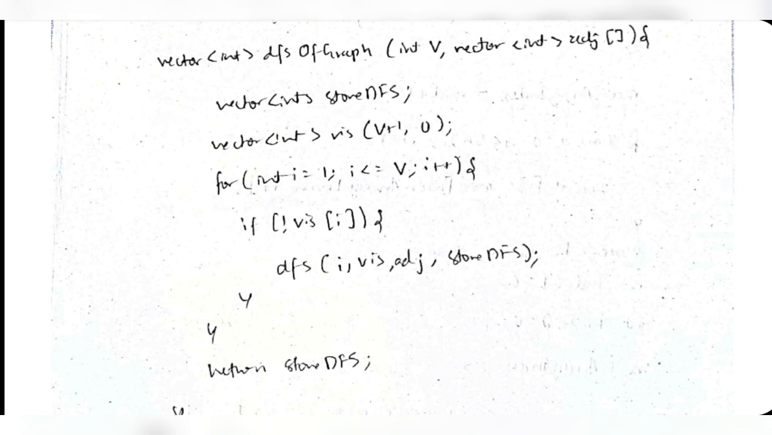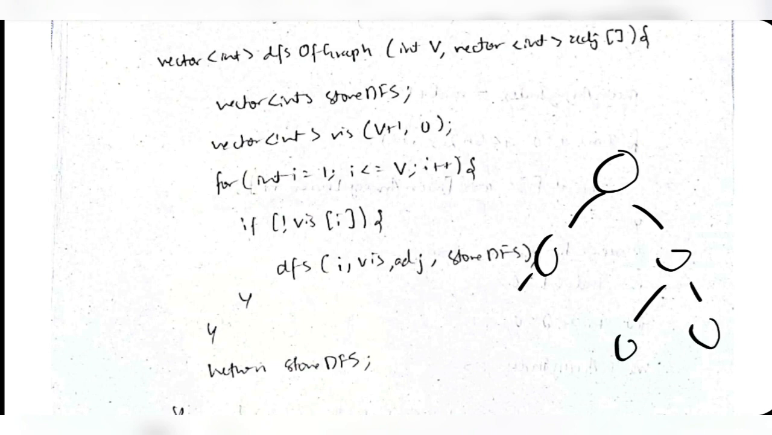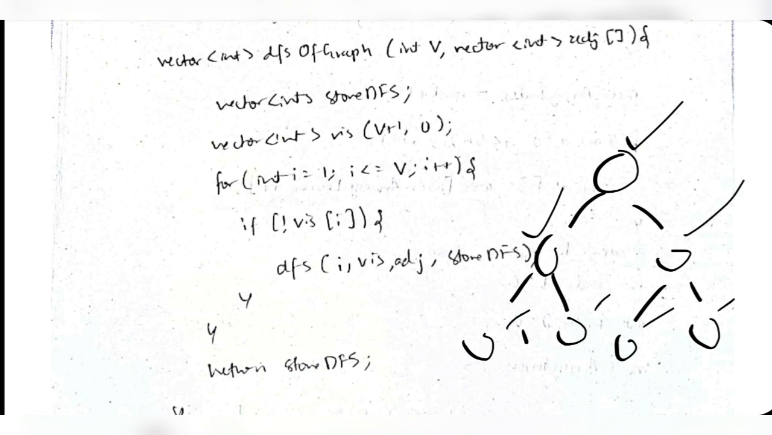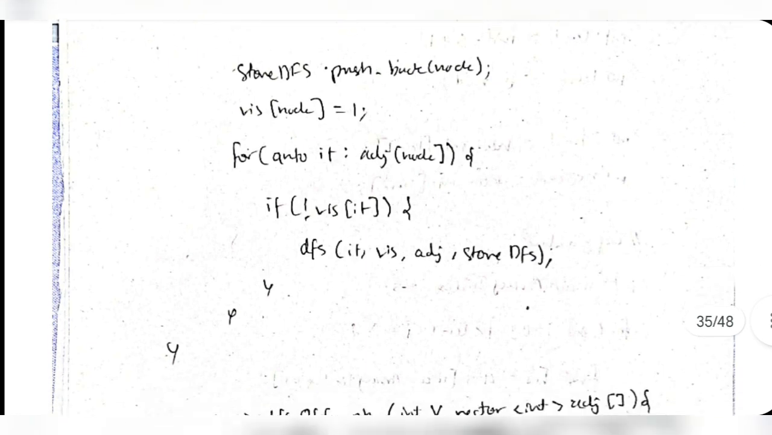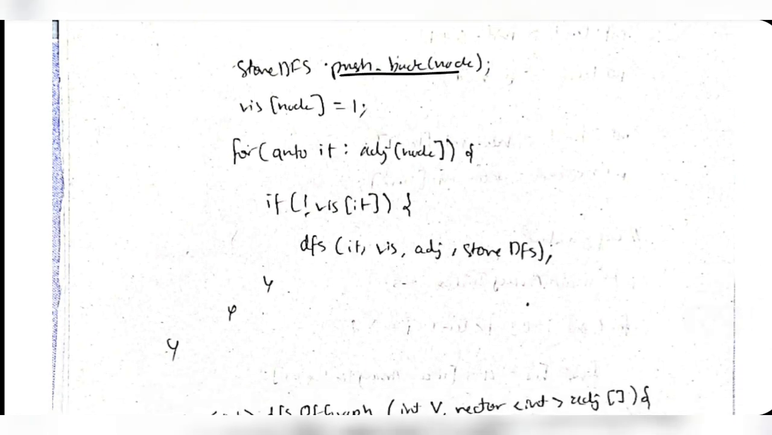And here are the visited ones. Now in DFS, suppose this is the graph here. We have to check from every node, we'll start from every node. Okay, so for that it's running from I to V. If it's not visited, we will call the DFS. Let's see what happens when you call the DFS for one of the nodes. It will push back the node into the store DFS. Store DFS stores the order of the DFS traversal. Then we will make that node 1 in the visited array.